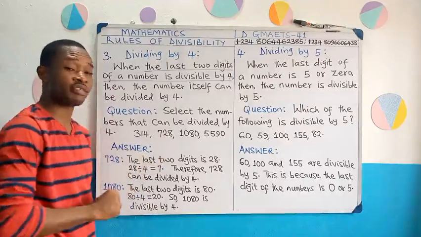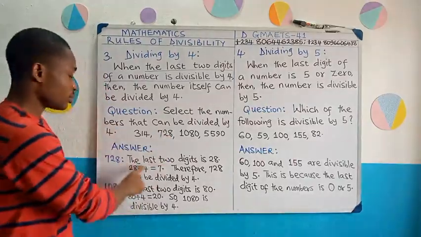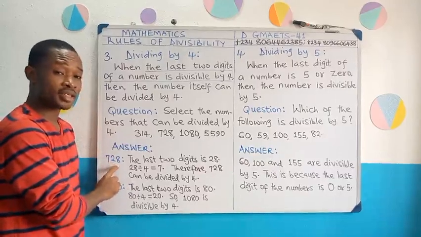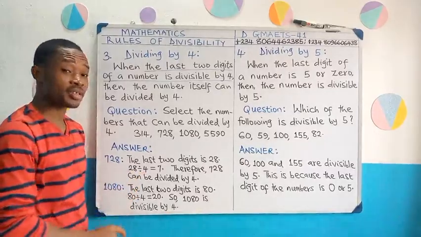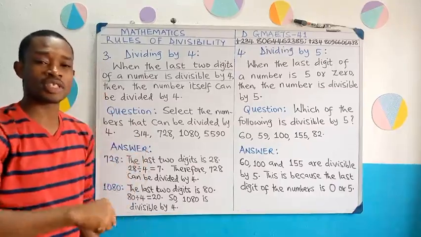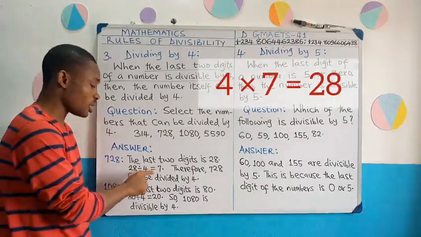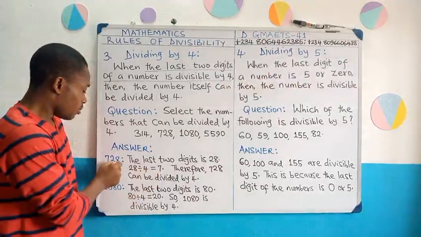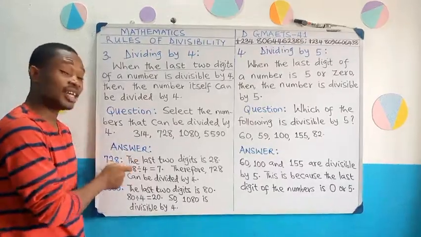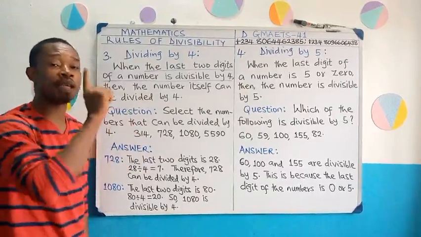So let us quickly move on to 728. The last 2 digits there is 28. Look at it, 728. You notice that I selected it. 28 divided by 4. Yes, 28 is a multiple of 4. 4 is a factor of 28. If you go to the 4 times table, you will notice that 4 times 7 will give you 28. Therefore, 28 divided by 4 is equal to 7. Now, because the last 2 digits, which is 28, in 728, can be divided by 4, it simply means that 4 can divide 728.